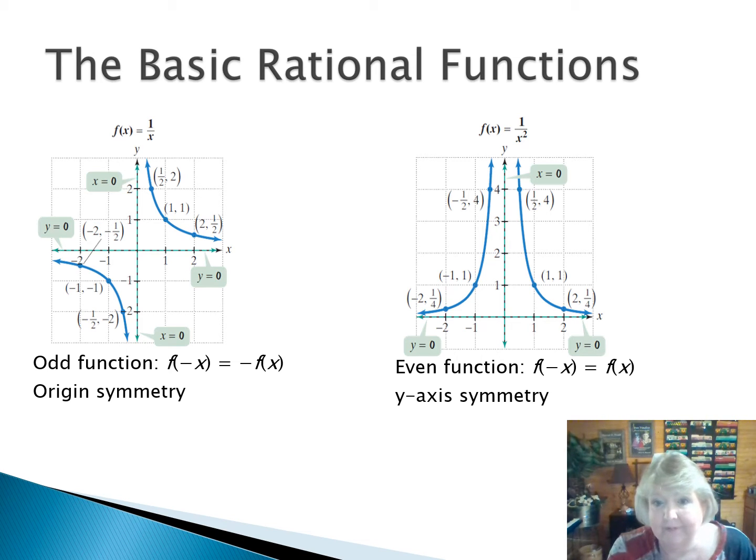In an even function, the y-axis is my line of symmetry, so I have line symmetry as opposed to point symmetry. And if you folded the paper on the y-axis, one half of the graph would lie exactly over the other half. And algebraically, that translates into: when I substitute negative x and simplify, I end up exactly where I started anyway.